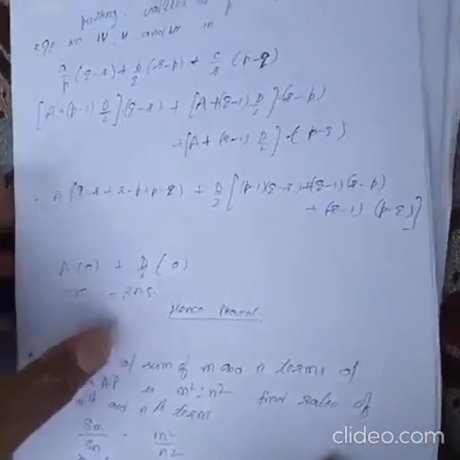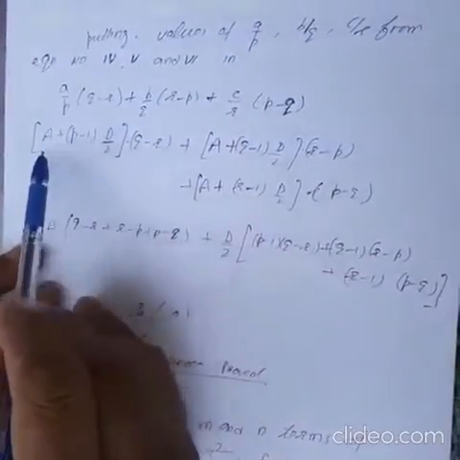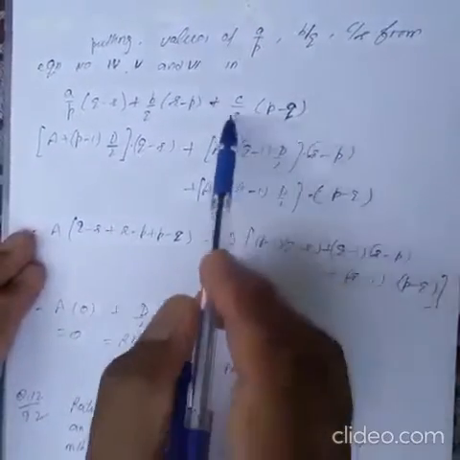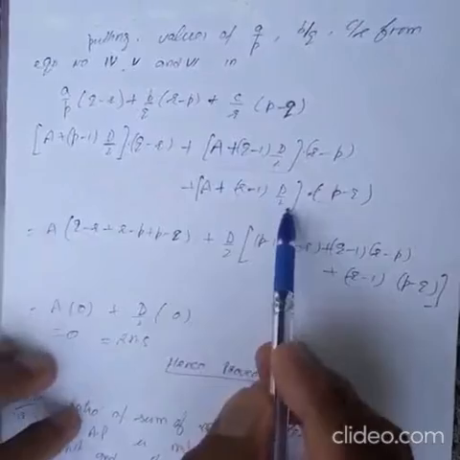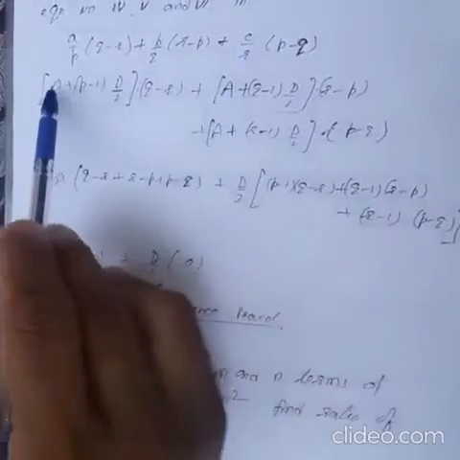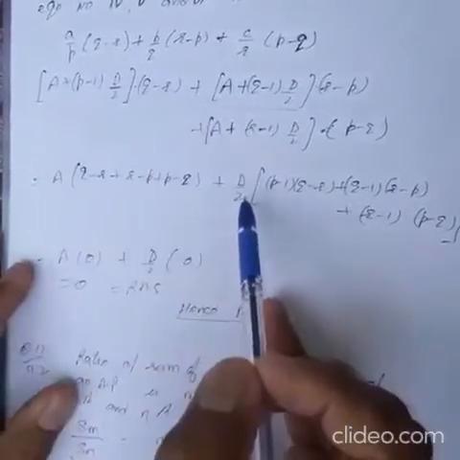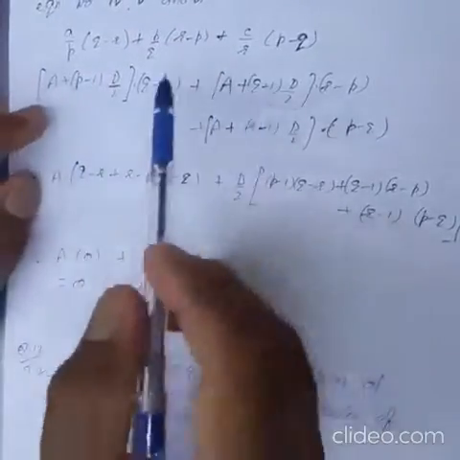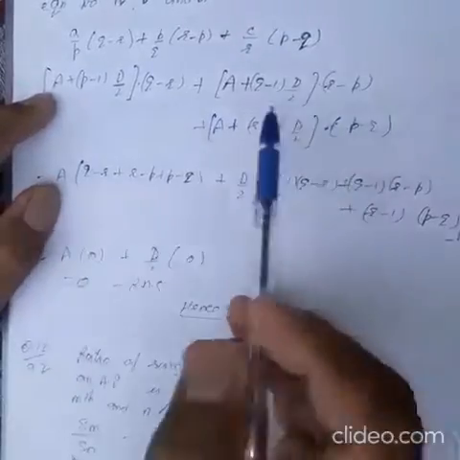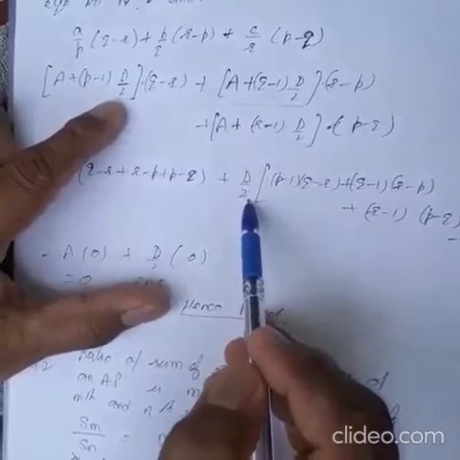So after putting the values, we will have these equations. So a upon p, this is the value. Similarly b upon q, this is the value, and c upon r, this is the value. Then you have to multiply and write separately the terms containing A and the terms containing D. So I have combined the terms of A and taken A common. Similarly, combined the terms of D and taken D by 2 common.